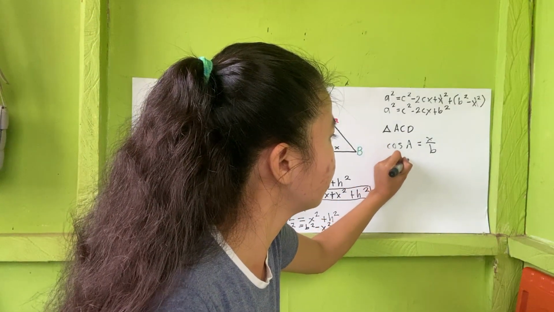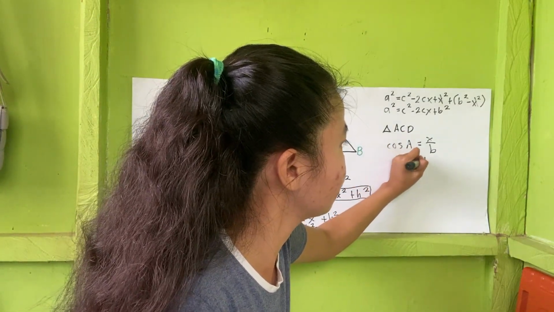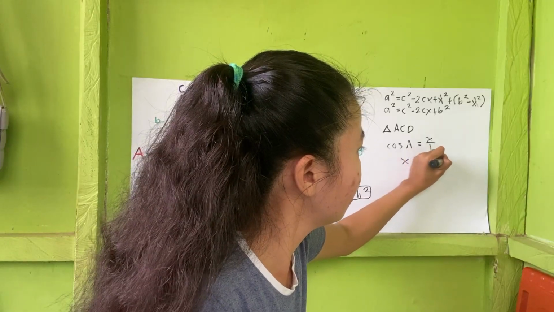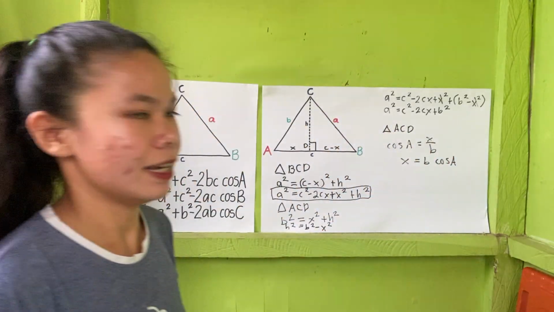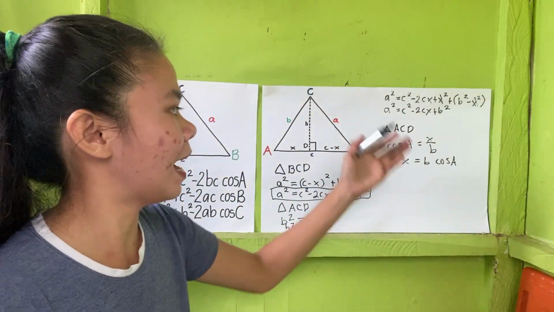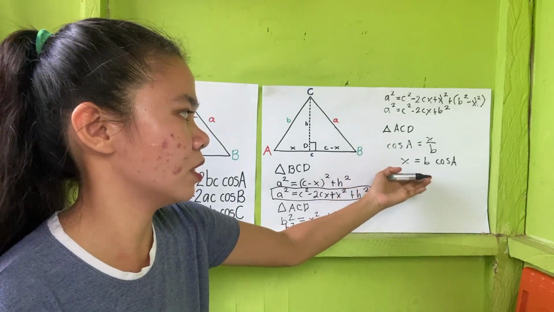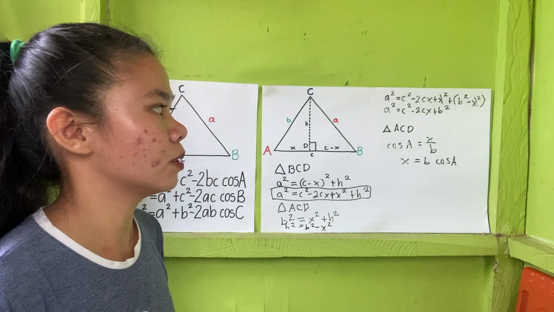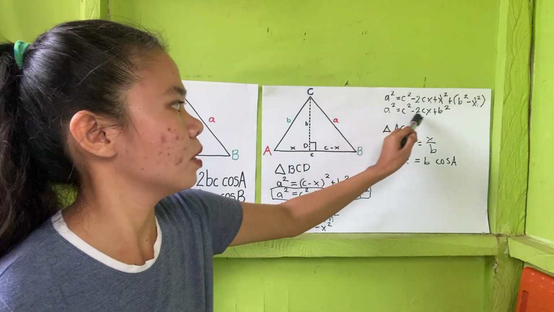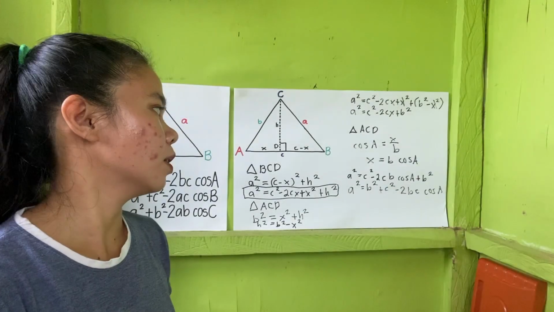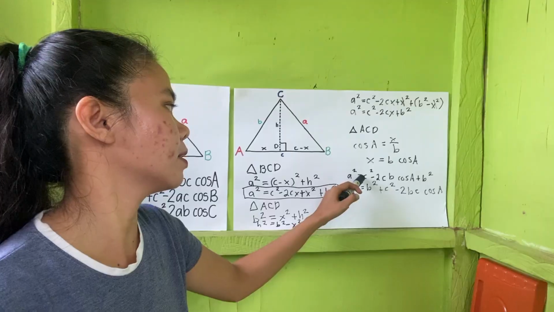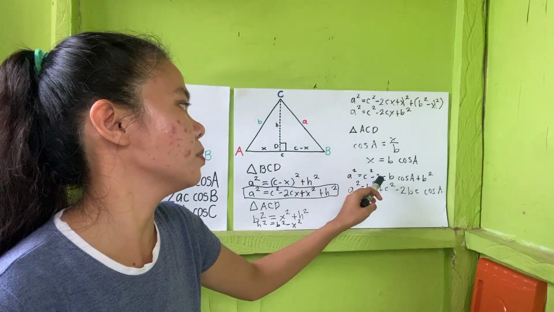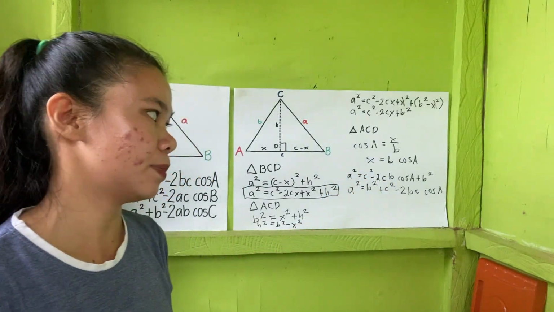So we have here x is equal to b cosine A. Now, we have found the value for x, which is b cosine A, and we're just going to substitute that value into our equation. So now we have a squared is equal to c squared minus 2cb cosine A plus b squared.